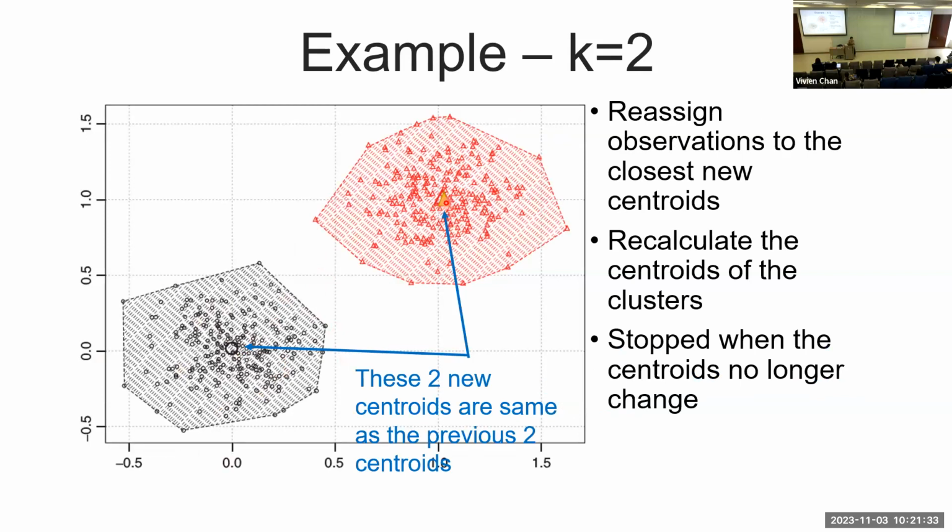Okay, then you stop. So that is the idea of k-means clustering. I think the idea is quite simple to understand. That's why it is called k-means, because every time it is trying to use the centroid, or the mean of the cluster, to find all the data points nearest to the centroid. So that is the idea.